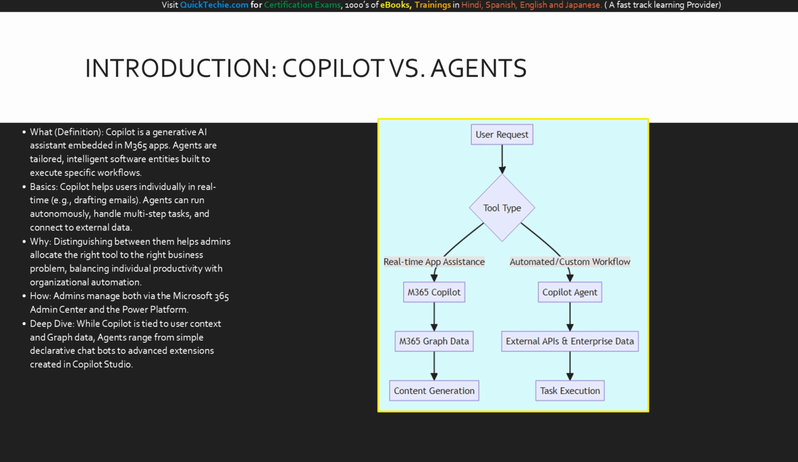Looking at this flowchart, you can see the clear architectural divergence based on the user's intent. When a user initiates a real-time request in an app, the flow moves left to Microsoft 365 Copilot, which taps directly into the Microsoft Graph to safely access the user's files and emails to generate content. Conversely, if the request requires a multi-step or automated workflow, the flow moves right to a Copilot agent. Notice how the agent can reach beyond the graph into external APIs and enterprise data sources. Finally, while Copilot outputs content back to the user, the agent often executes a back-end task, such as updating a database or triggering a notification. This visual perfectly captures their distinct roles.